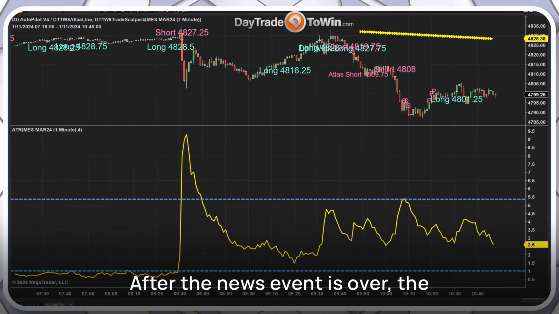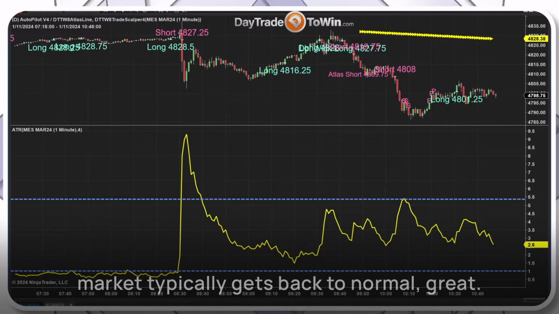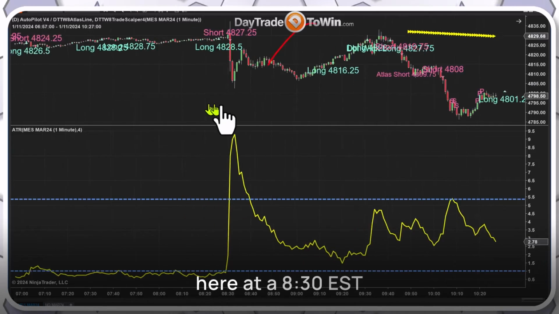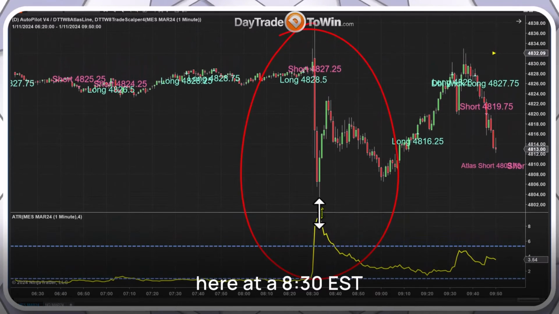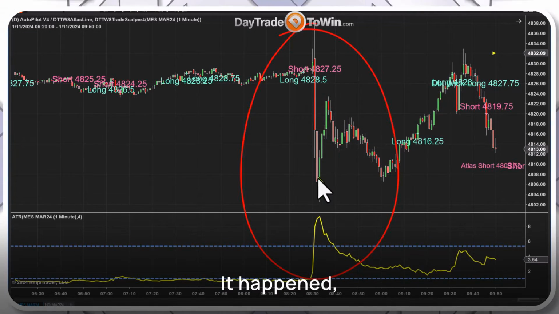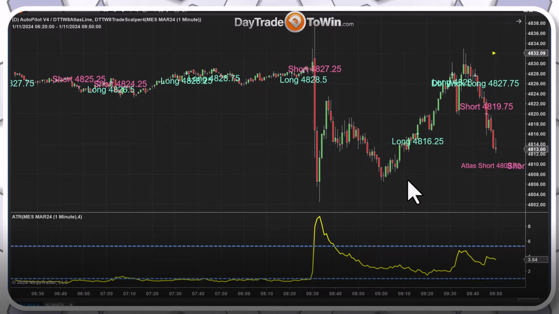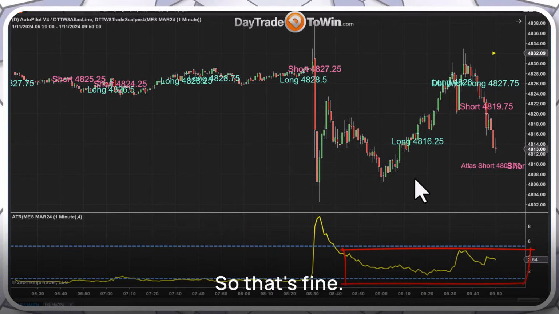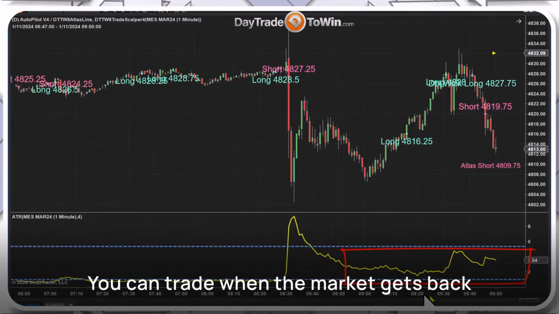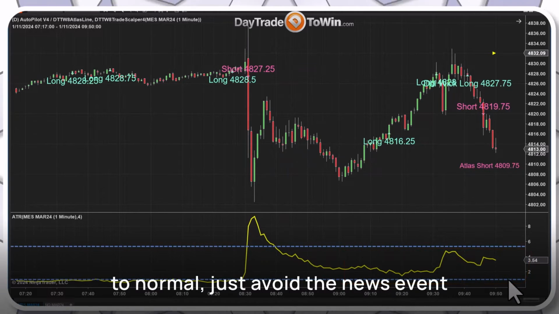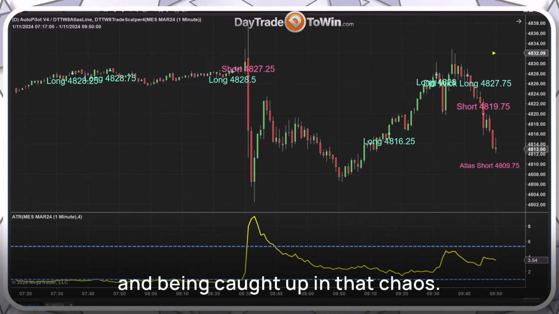After the news event is over, the market typically gets back to normal. Great. So you can see the news event here at 8:30. It happened, it reversed, and then the market got back to normal. So that's fine. You can trade when the market gets back to normal. Just avoid the news event and being caught up in that chaos.